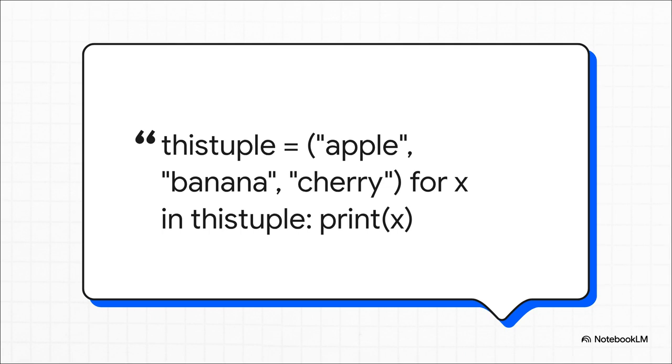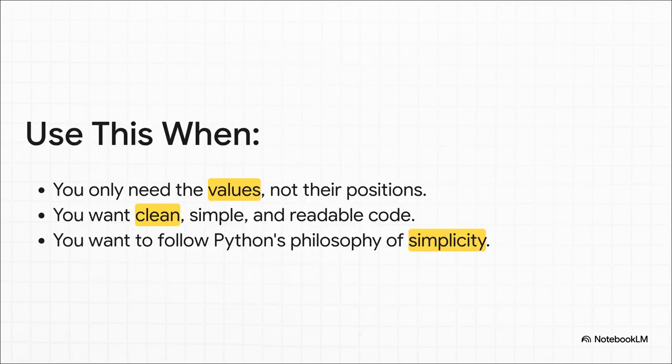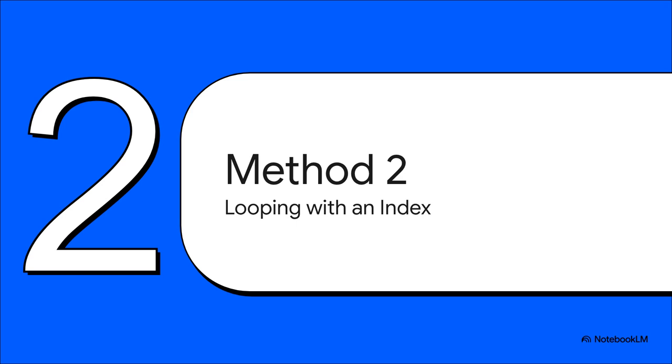That's it. So when do you use this one? Well, you should reach for a direct for loop anytime you just need the values themselves. You just want the apple, the banana, the cherry, and you couldn't care less about whether they're in the first, second, or third position. It keeps your code super clean, readable, and it really follows that core Python idea of keeping things simple.